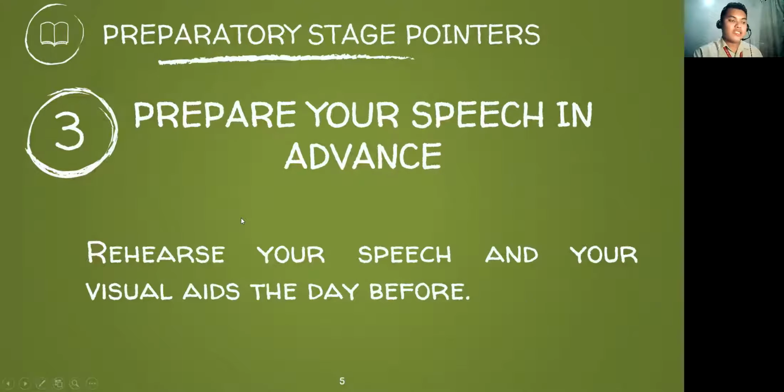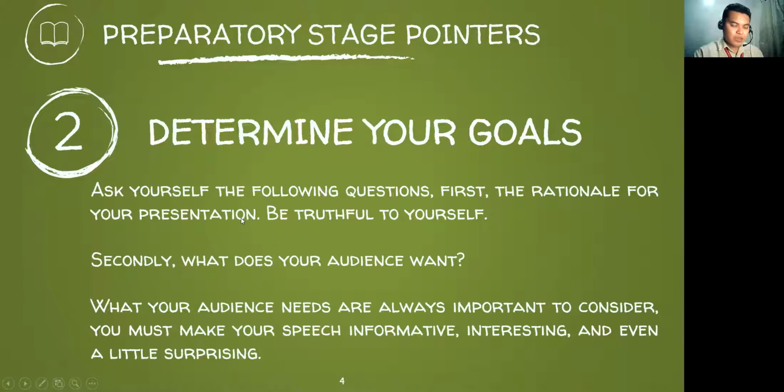Secondly, what does your audience want? So that's also one important thing. Because if your audience wants an interactive way of speaking, then you have to make your speech an interactive one. But if your listeners or if your audience really wanted just to listen and watch you speaking, then you have to do it as well. So it is very important that what your audience needs are always important to consider. You must make your speech informative, interesting, and even a little surprising.